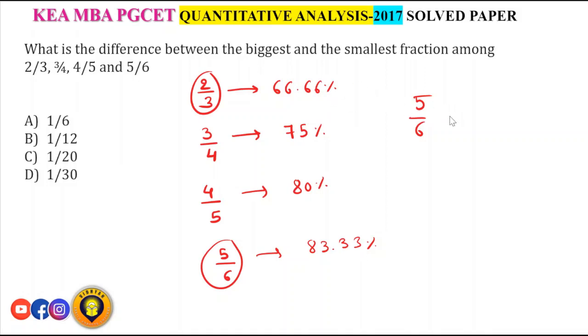Correct? 66.66 percent. So 5 by 6 minus 2 by 3. LCM is 6. So 5 minus 3 2s are 6, 2 2s are 4. 5 minus 4 is 1. 1 upon 6. So the answer is option A, 1 by 6.